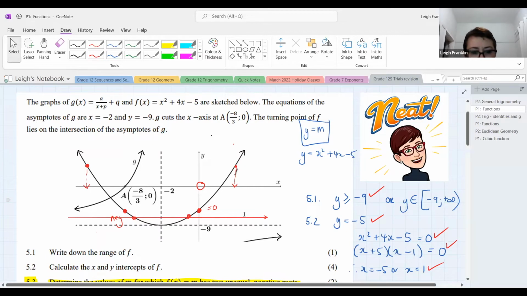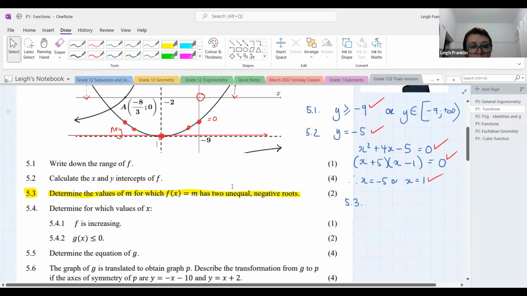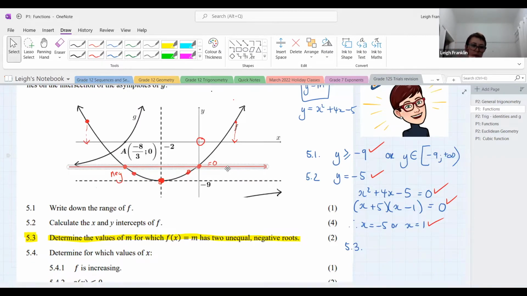If I keep moving it down, now when I get here, I could say I have equal roots because it's touching, or it's supposed to be touching, in one place only. So now my roots are equal, but they said they wanted unequal negative roots. So that means it has to be above the turning point, but I can't go above the y-intercept. So between the turning point and the y-intercept.